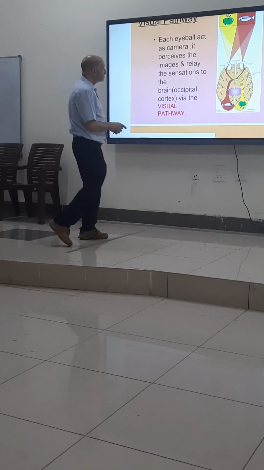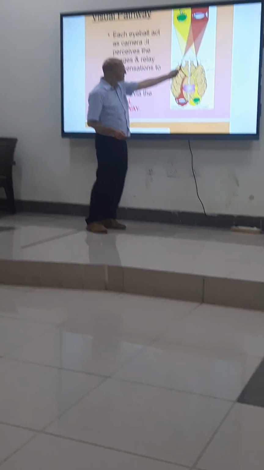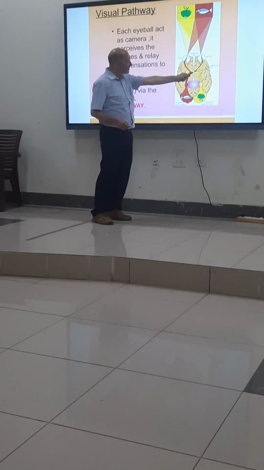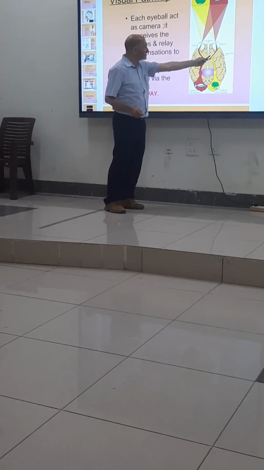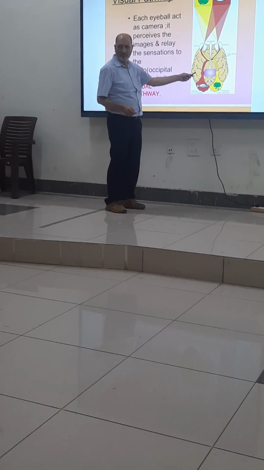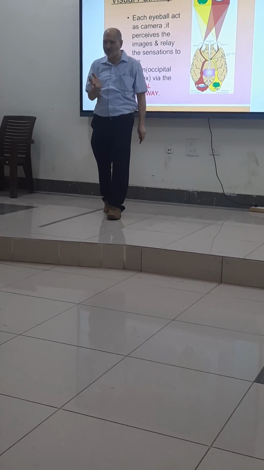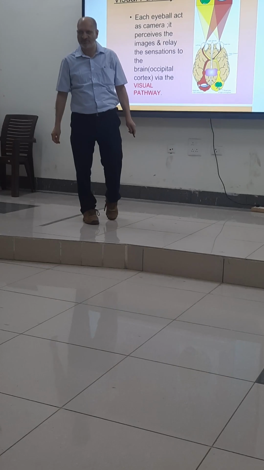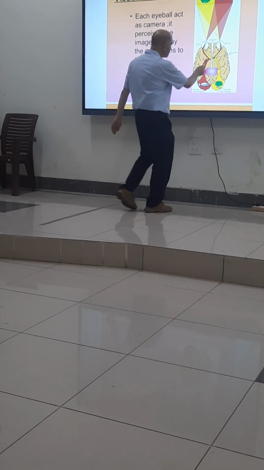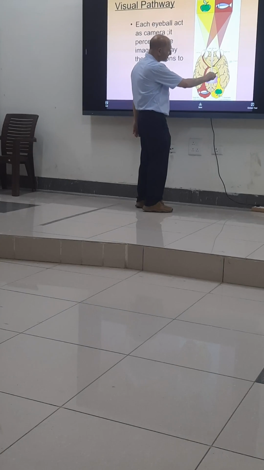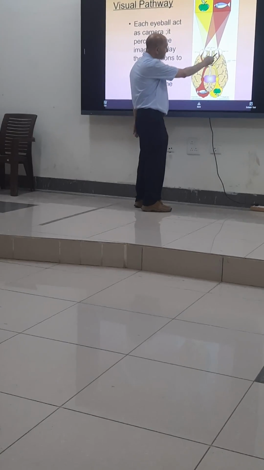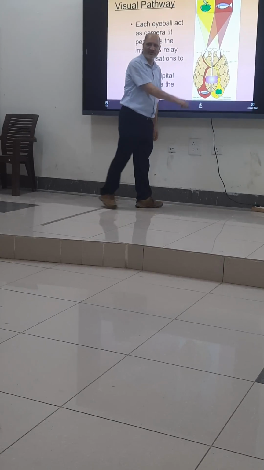The nasal fibers cross here. Nasal fibers cross at the optic chiasm. Temporal fibers do not cross. So these temporal fibers will go straight like this, and these nasal fibers will go to the opposite side.